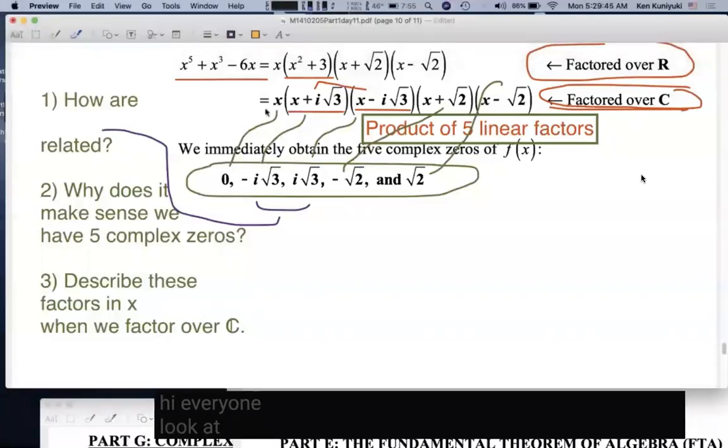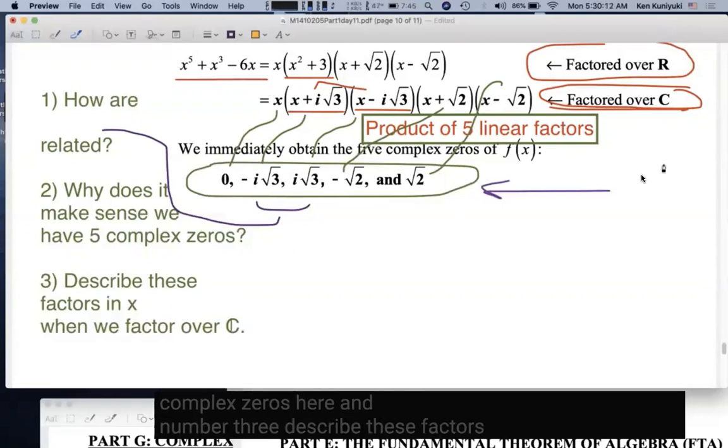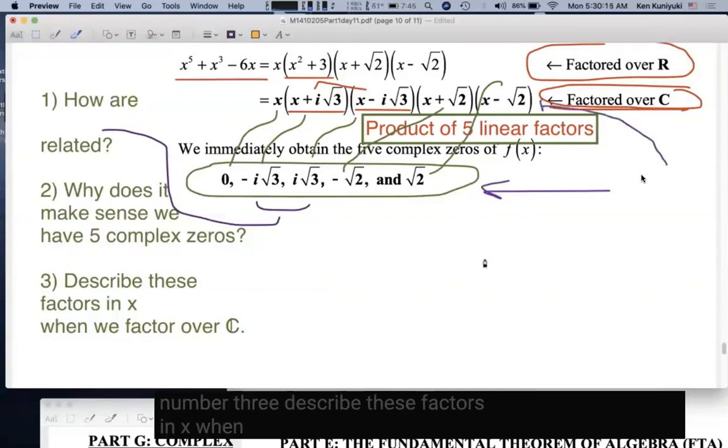Hi, everyone. Look at our previous example and take 30 seconds to answer these 3 questions. Look at these 5 complex zeros. In particular, look at these 2, the negative i root 3 and the i root 3. How are these 2 complex zeros related? Second, why does it make sense that we have 5 complex zeros here? And number 3, describe these factors in x when we factor over C. The answer is right in your face. Go ahead and answer these 3 questions, and we're going to extend these later on. Take 30 seconds.